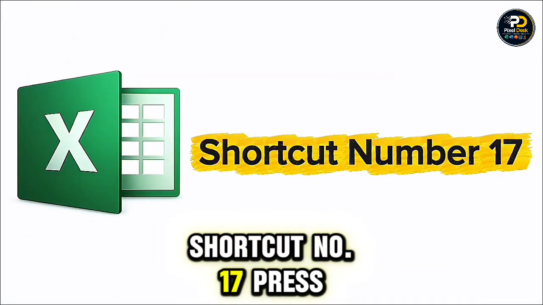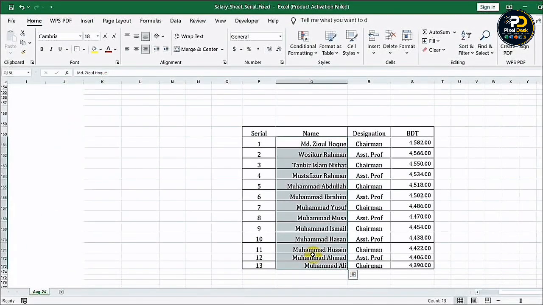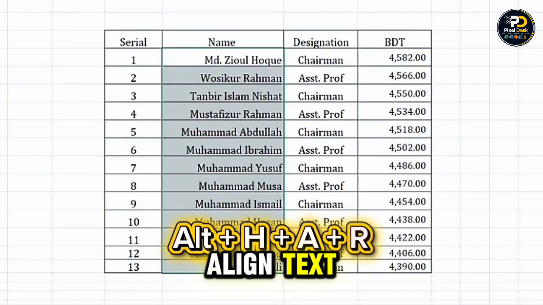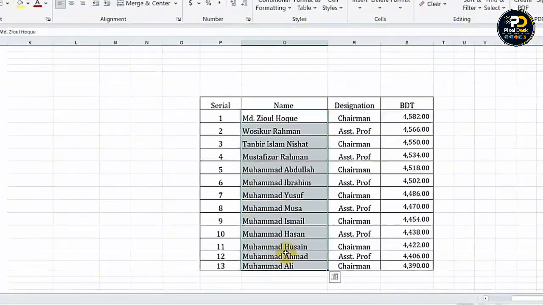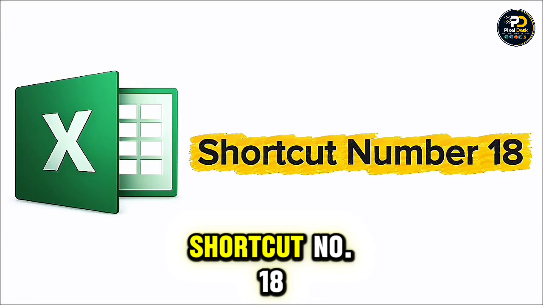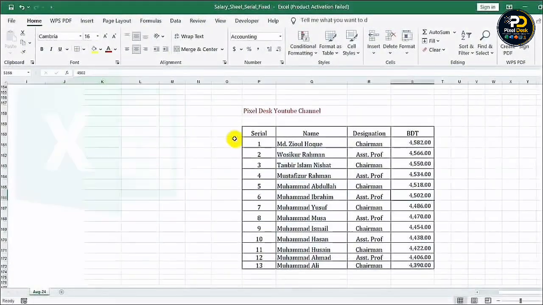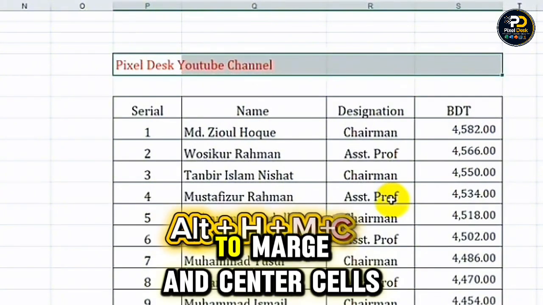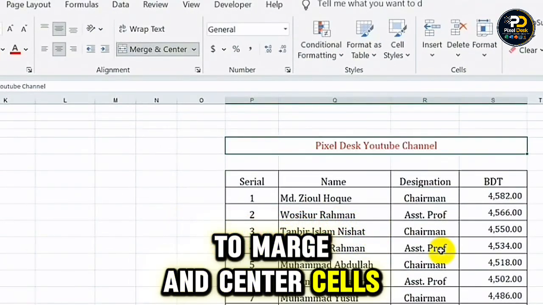Shortcut number 17. Press Alt HAR to right align text. Shortcut number 18. Press Alt HMC to merge and center cells.